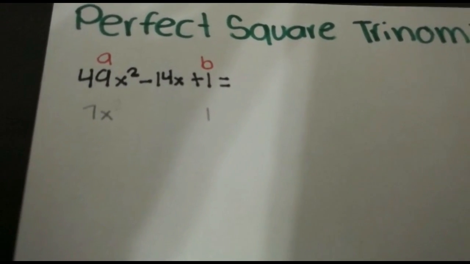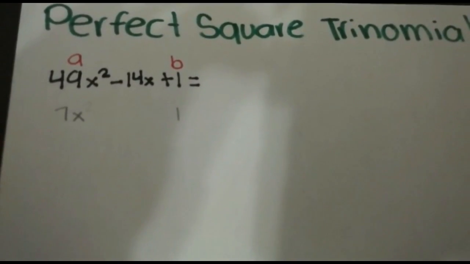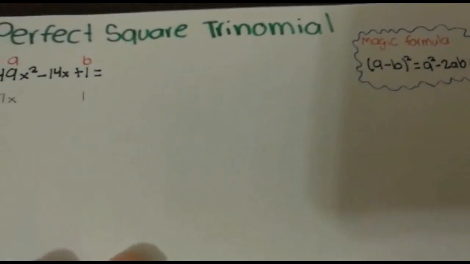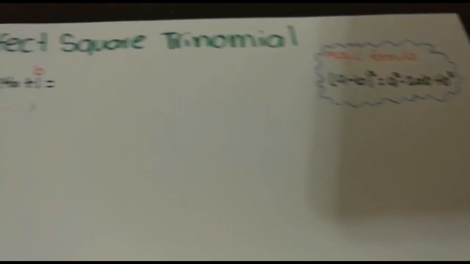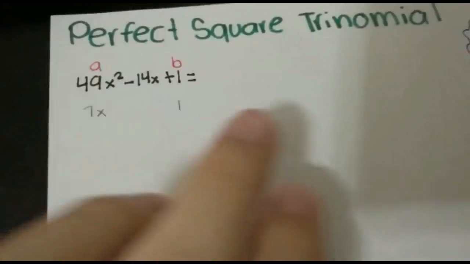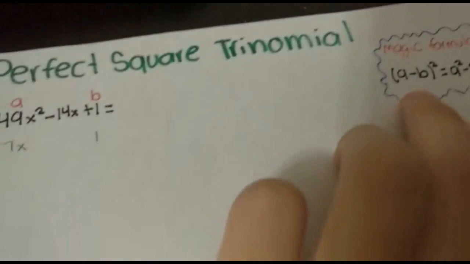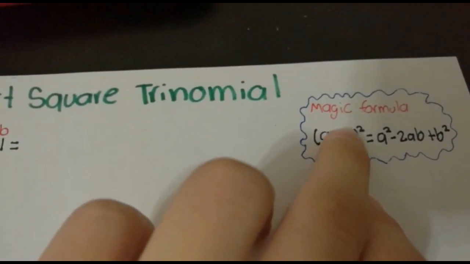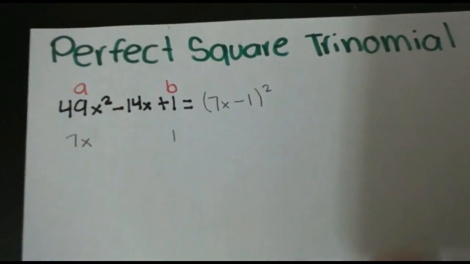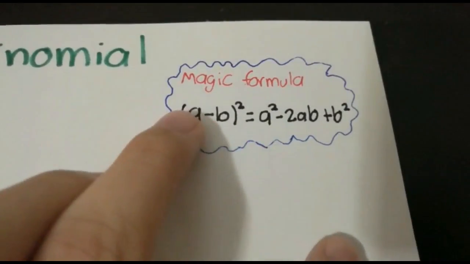This is the square root from each term, from the A term and from the B term. Now we'll use this formula to get the answer. We will take the A term and the B term and then put them between parentheses and square it, and this is the answer to this problem.